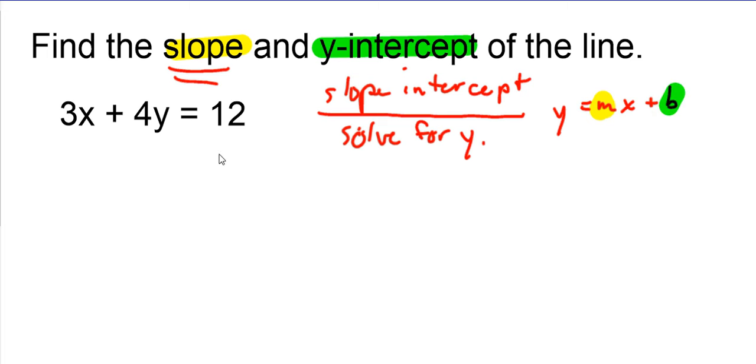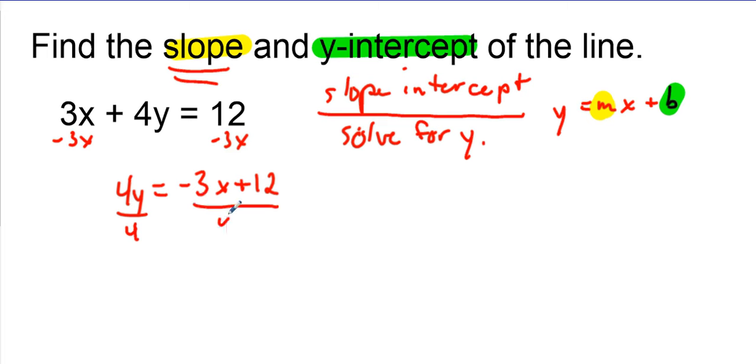All right, so without further ado, let's do this. To do that, first off, I'm going to subtract the 3x from both sides. So what we have then is 4y equals negative 3x plus 12. From there, we're going to divide both sides by 4, because we want to get y by itself.